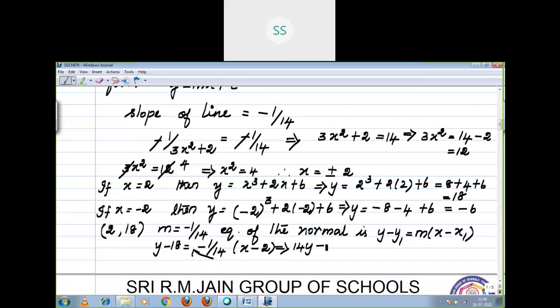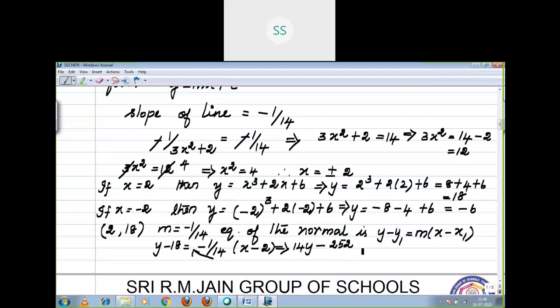14y minus 18 into 14. How much is 18 into 14? 252. 18 into 14, how much? 252, right? Will you accept it or not, children? Yeah, very good. 18 into 14, 252.